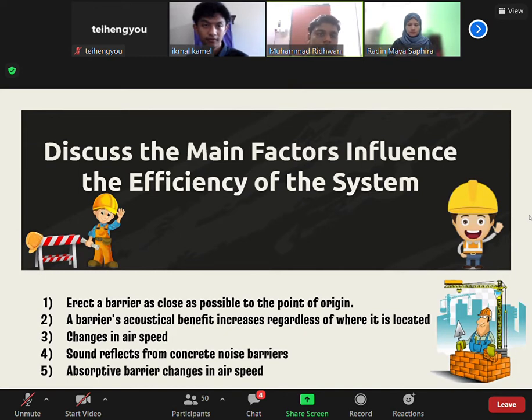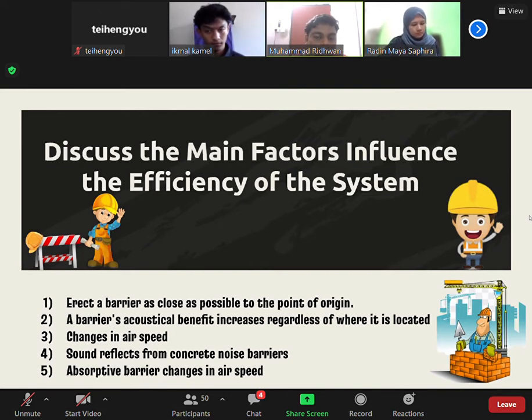So the second discussion is to discuss the main factors that influence the efficiency of the system. So the first is to erect the barrier as close as possible to the point of origin. And then second, a barrier's acoustic benefit increases regardless of where it is located. So in most cases, the barrier mass is not an important consideration. The barrier should be designed so that the sound that penetrates the barrier is lower than the sound that deflects over the top.